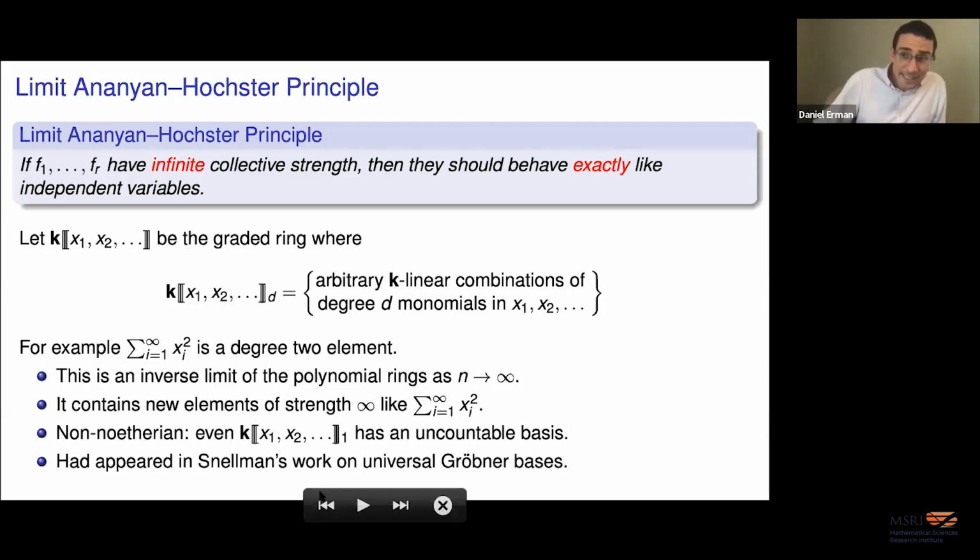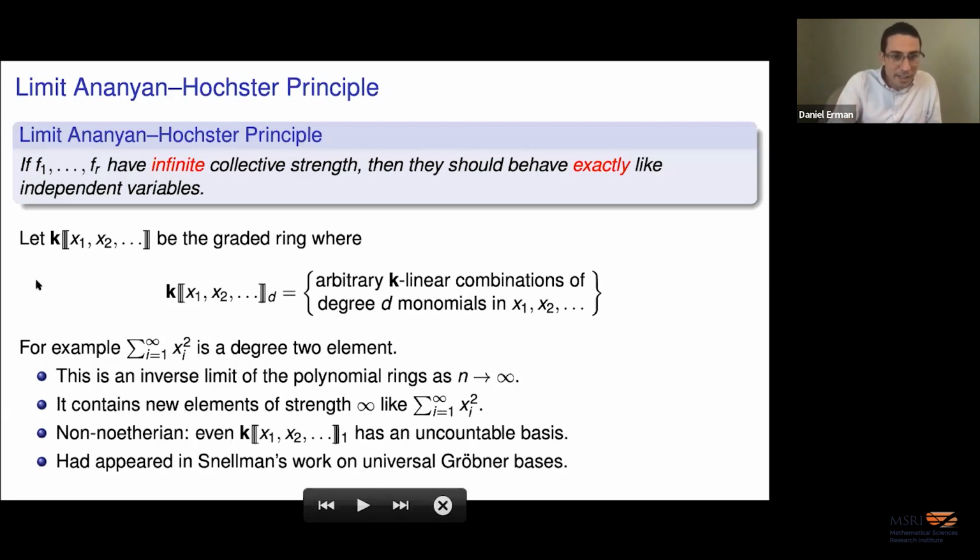And now to make sense out of this, I'm going to introduce a ring where new elements of infinite collective strength exist. So remember, for the polynomial ring, the only elements of infinite strength were linear forms to begin with. So for this to be interesting, we need a new framework. And I'm going to start with the concrete one.